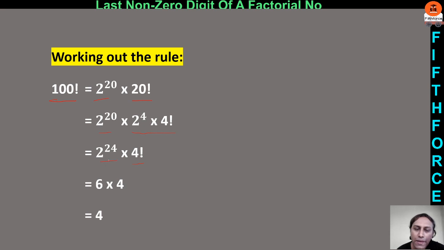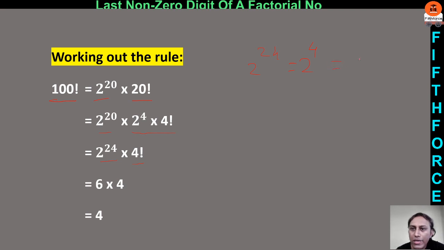So what is the unit place? I need the unit place, right? Rightmost non-zero digit. What is the unit place of 2 power 24? 2 power 24 would be the same as 2 power 4, right? Guys, those who don't know how to find the unit digit, if you want a video, please comment. Then we'll come up with a video on how to find the unit digit of a power expression.